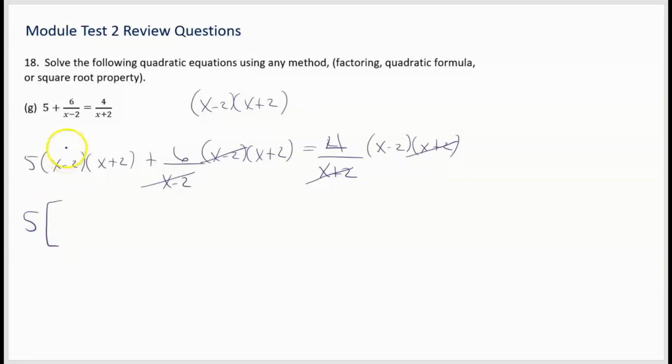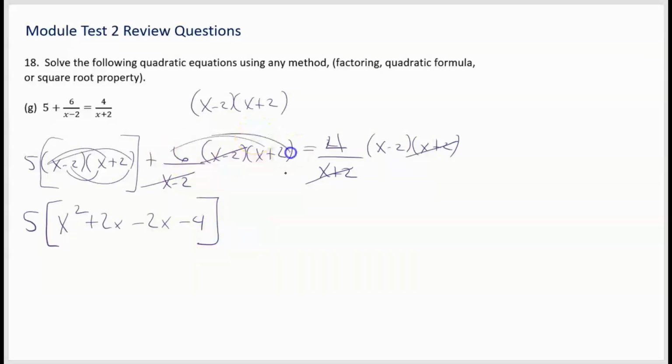Now, y'all, I have to FOIL this out. So x times x is x squared. x times 2 is 2x. Negative 2 times x is negative 2x. Negative 2 times 2 is negative 4. Here, I have to distribute that x inside, so that's going to be plus 6x plus 12. And on the other side, I'm going to distribute that 4 inside. It's going to give me 4x minus 8.